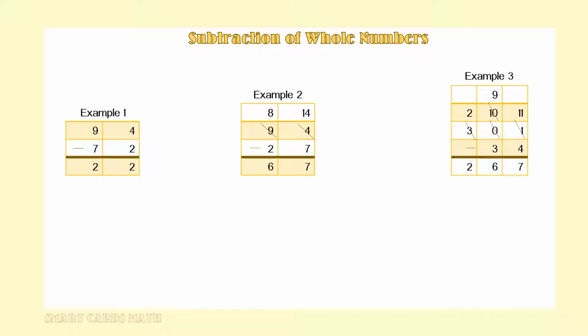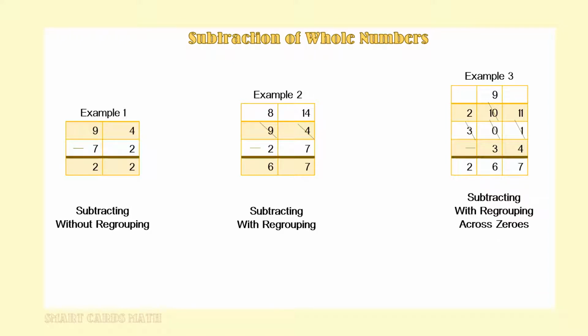So we've just gone over 3 examples of subtraction of whole numbers. The first example was subtracting without regrouping. The second example was subtracting with regrouping. And the third illustration was subtracting with regrouping, yet across zeros.